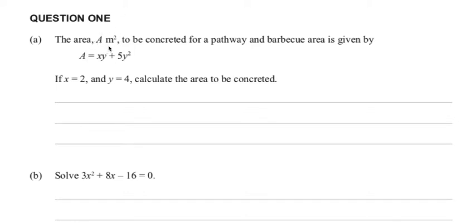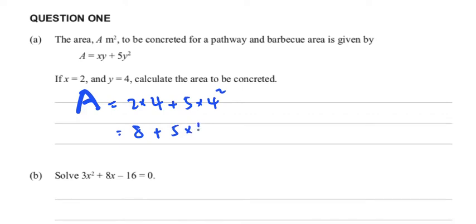Okay, so we have area given by this equation, and we're given x and y, and that's the substitution to find out what this area is going to be. Whenever you see x, you're going to replace that with 2. Whenever you see y, you replace that with 4. And 5 times 4 squared, so that's 8 plus 5 times 16, and that's going to be 8 plus 80, and that's going to be 88. Question number 1. So it's an achieved point.